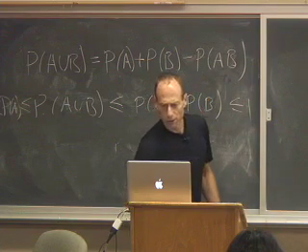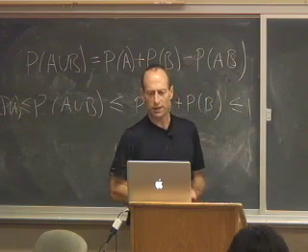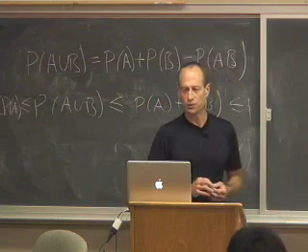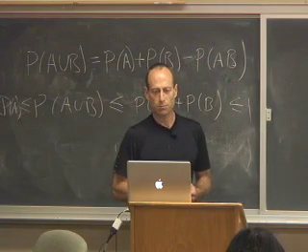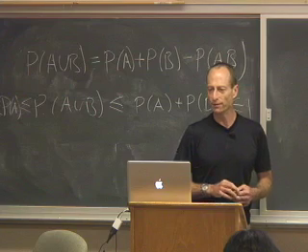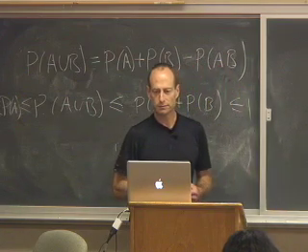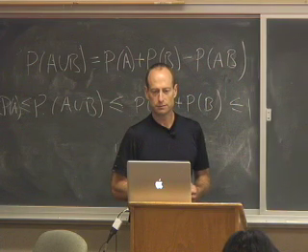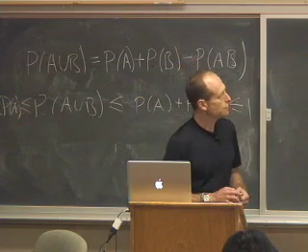Okay, so we have two events A and B. Chance of A is 95%. Chance of B is 83%. What's the chance of A union B? What do we know about it? Is it 100%?